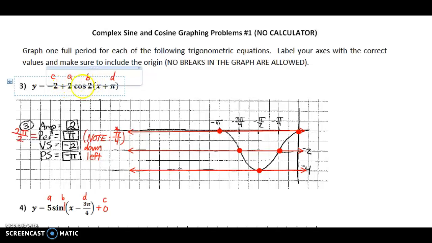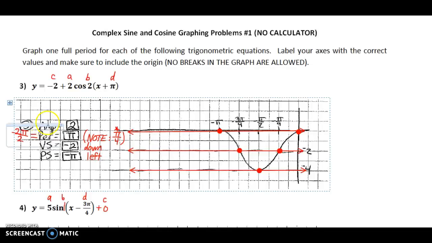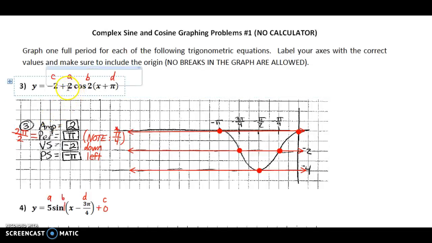The B value is conveniently factored out for us already, so B is 2. The C value is in front in this case, it's negative 2, and the D value is a positive pi. However, what we have to remember with the D values, we're going to think opposite. So based on those values, we get the amplitude from A. So the amplitude is positive 2.